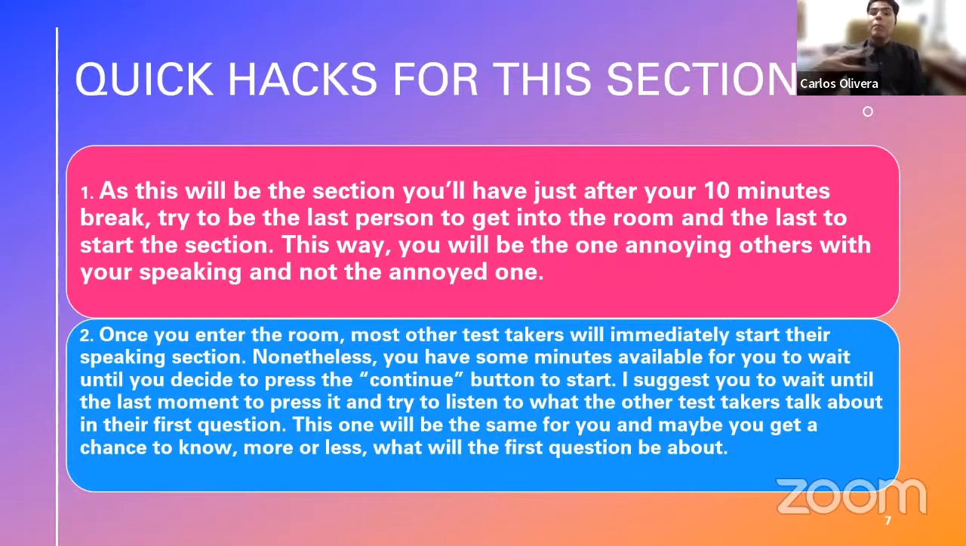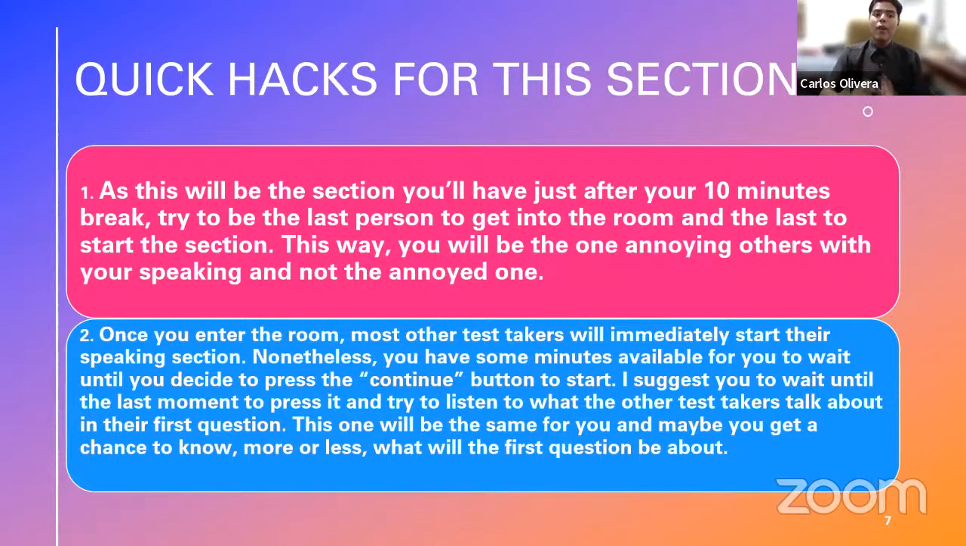So even though there's going to be people speaking loudly, you have to make sure not to get deconcentrated by them. But because they are speaking loudly at the same time that you are delivering a response, something that you can do in order to be the one annoying them and not the one annoyed by them is, as I say, to get into your room as the last person getting in.